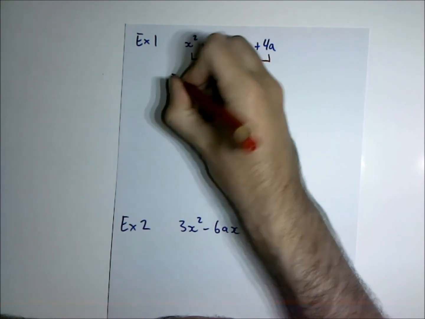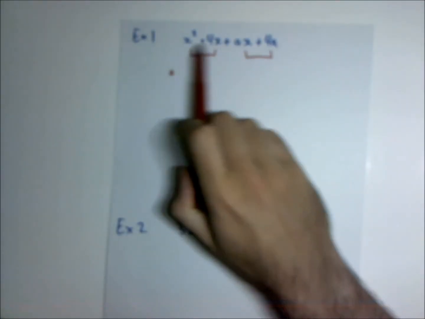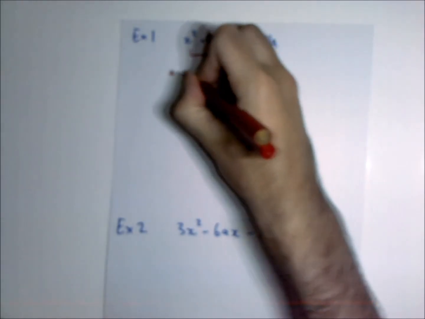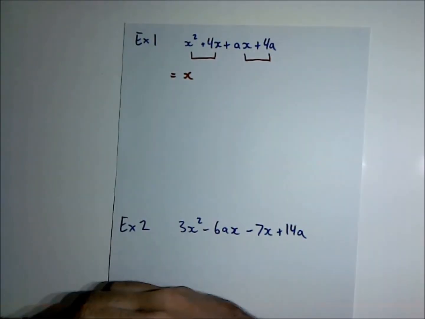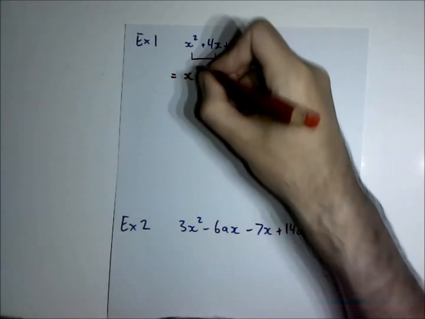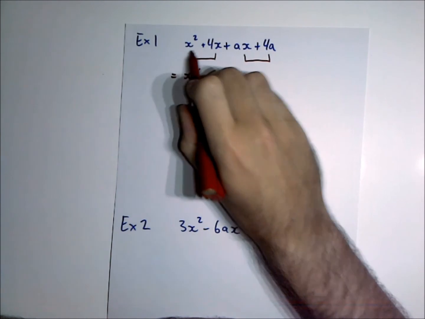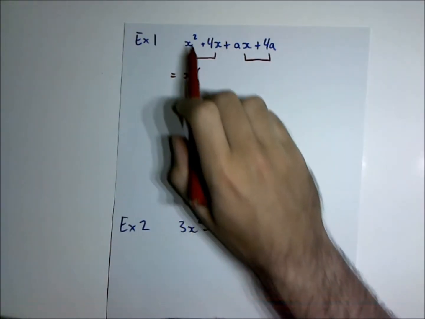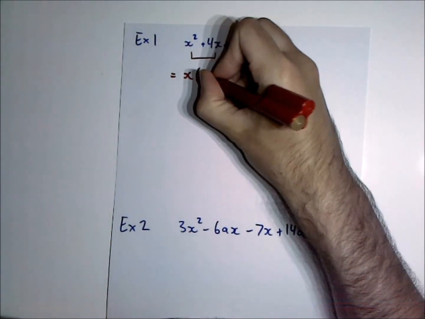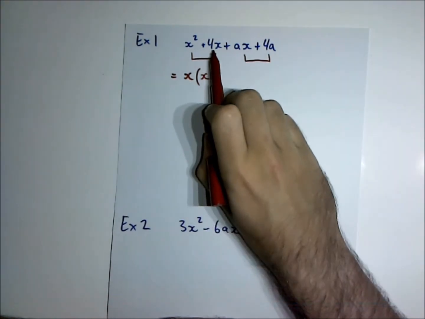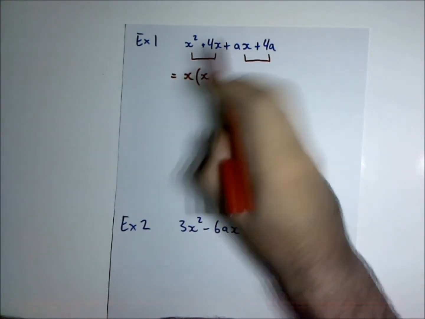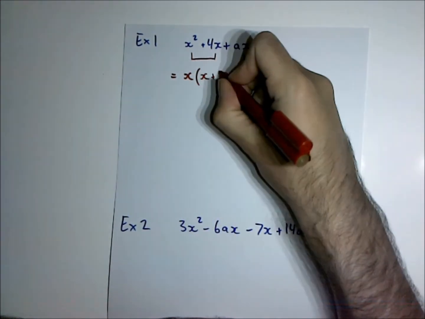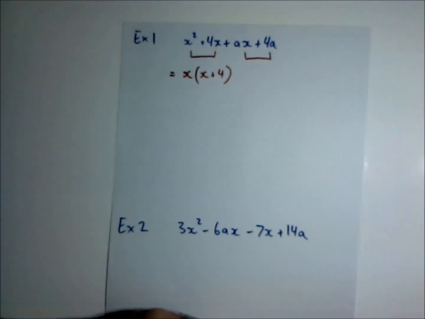So for my first pair, I can take the x out, so I'm going to factorize it by x, and it's a positive x because they're both positives. Then I need to divide both of these by my x. So x squared divided by x is just x. Positive 4x divided by x is just going to be positive 4.